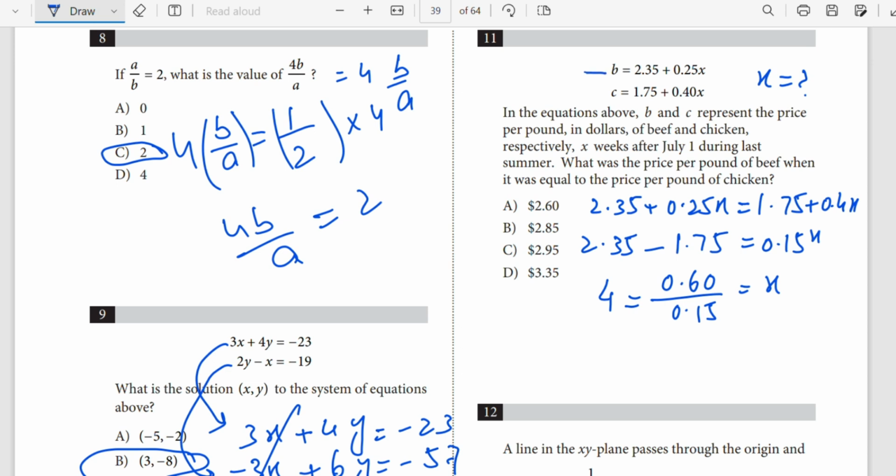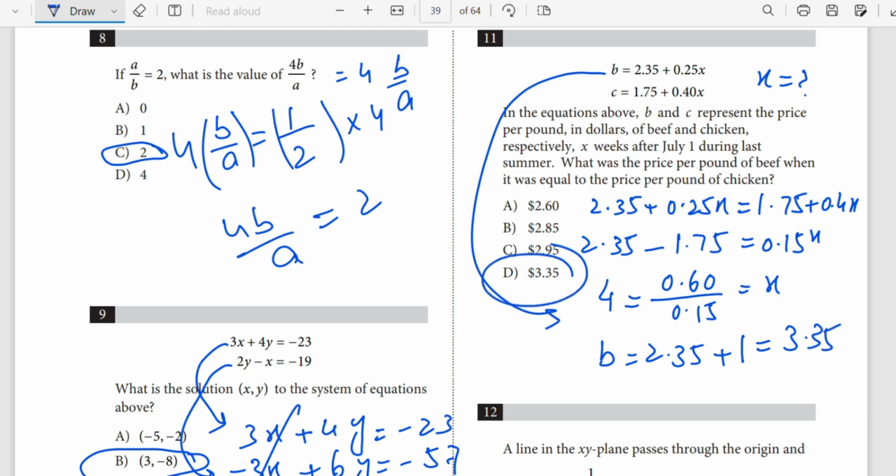For beef, the value is equal to 2.35 plus 0.25 times 4, that is exactly equal to 3.35. The answer is C.